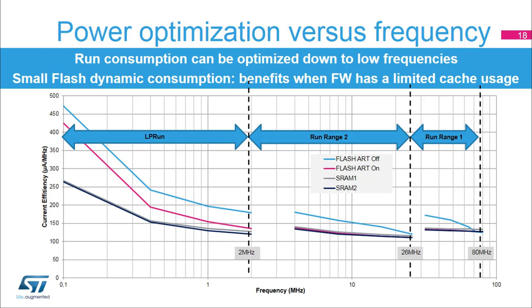The small flash dynamic consumption allows a small consumption each time the firmware needs to access the flash memory. Consumptions from SRAM 1 and SRAM 2 are quite similar, but SRAM 2 is much more power efficient than SRAM 1 when not remapped at address 0 thanks to its zero wait state access.